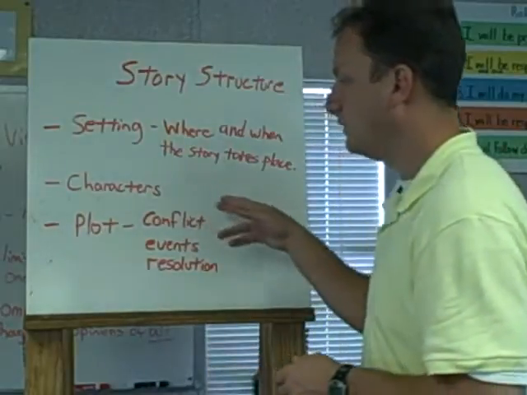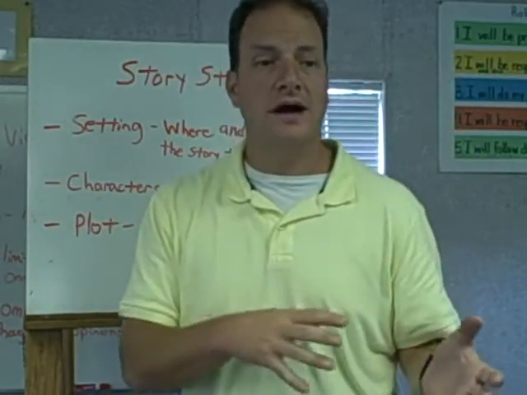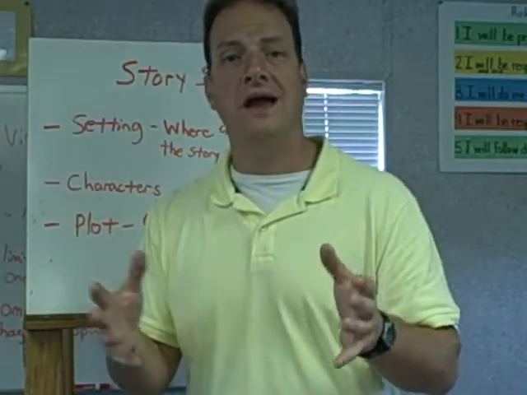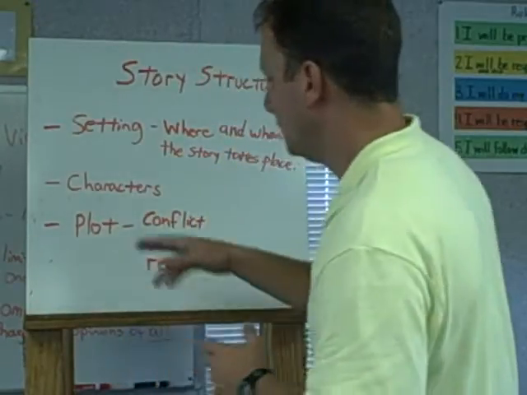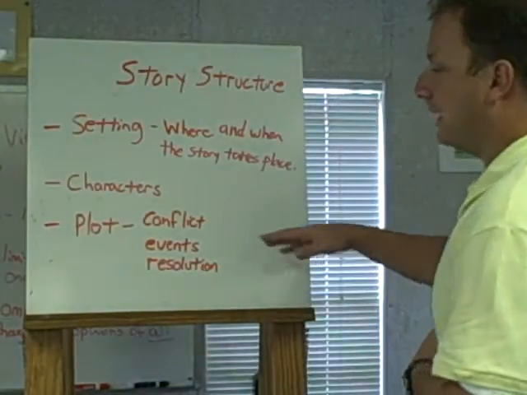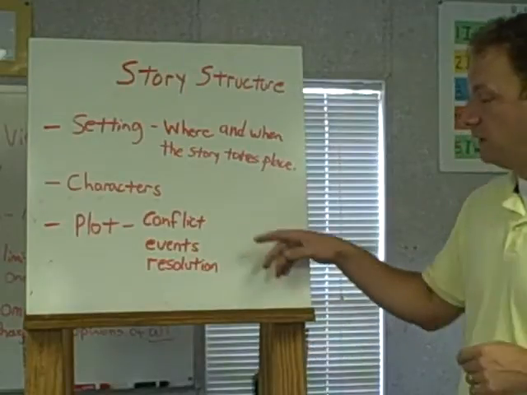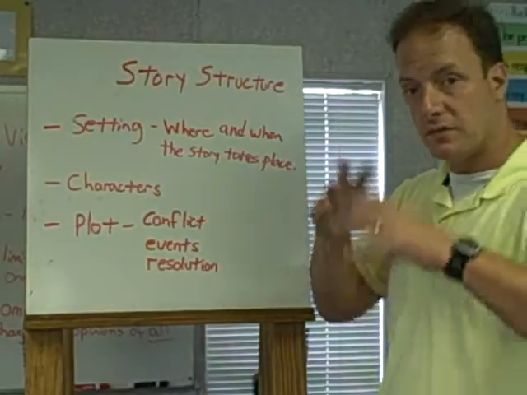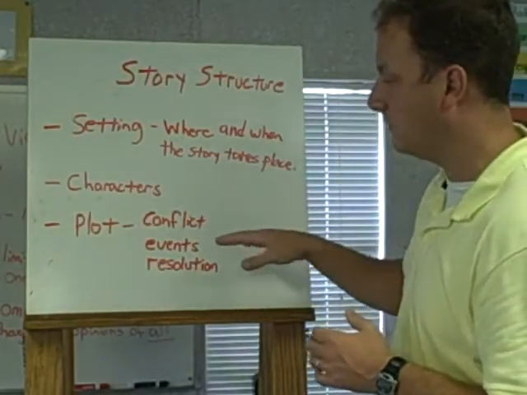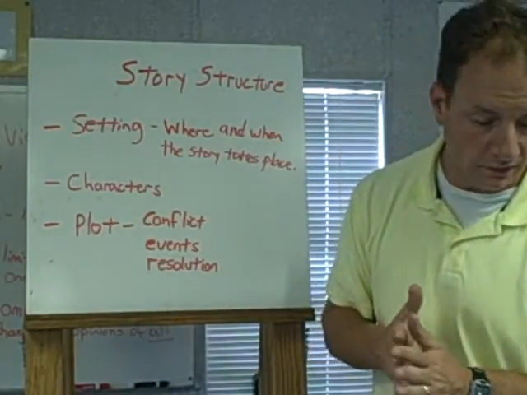Okay, character, that's easy. You know what characters are. Those are the people or items or objects that do the action in the story. Plot, now this is kind of a little bit tricky. Plot is made up of three different parts. First of all, there's the conflict. Conflict is the problem. What are the characters having to deal with? What's the issue that they're having to deal with?